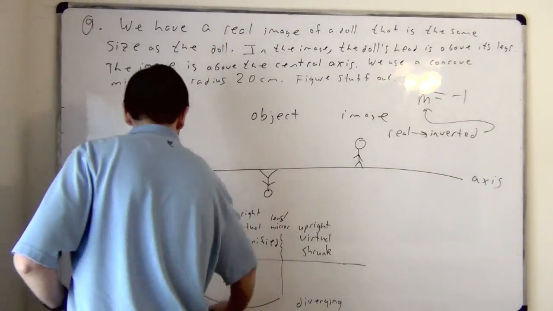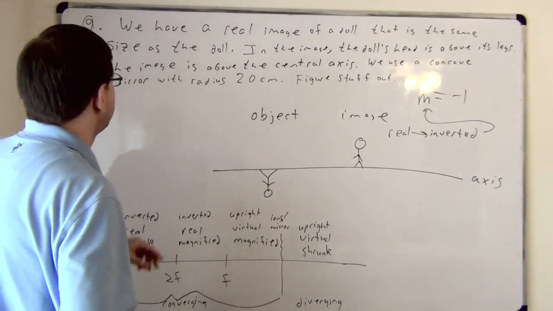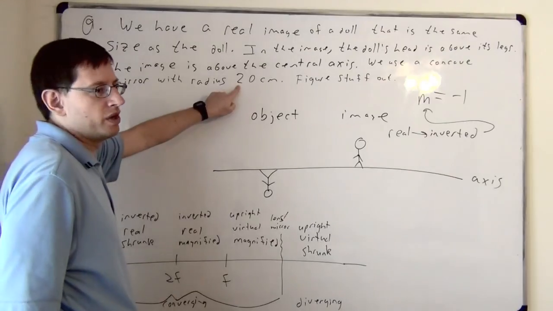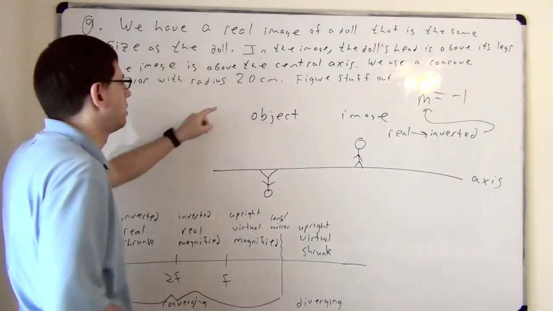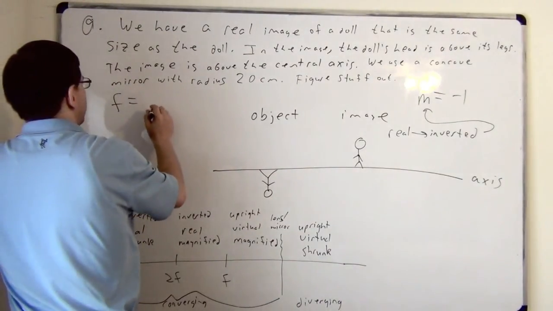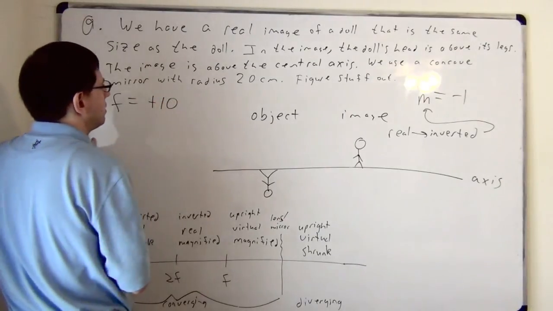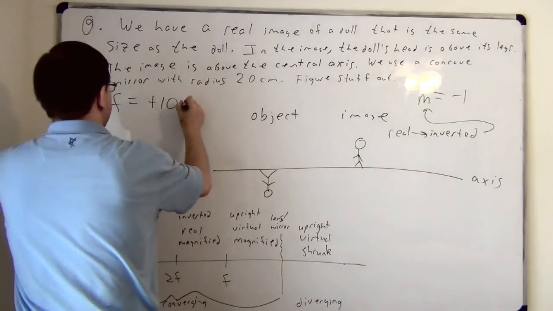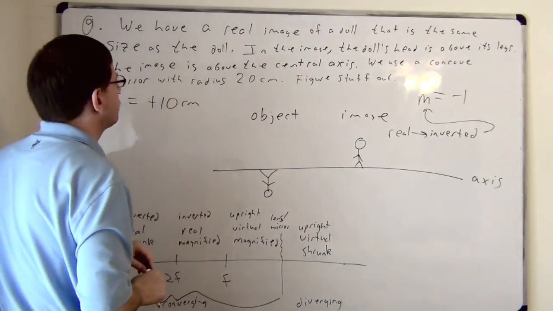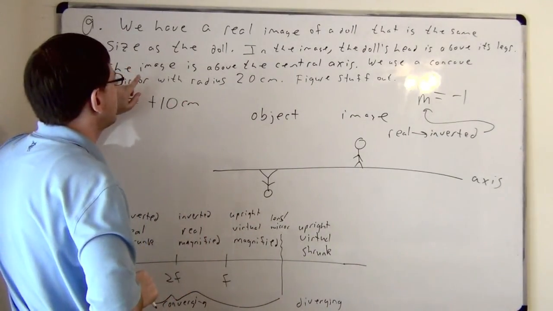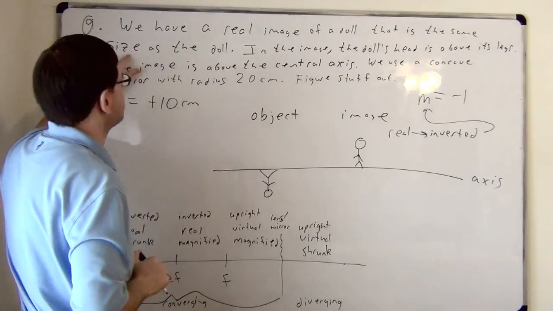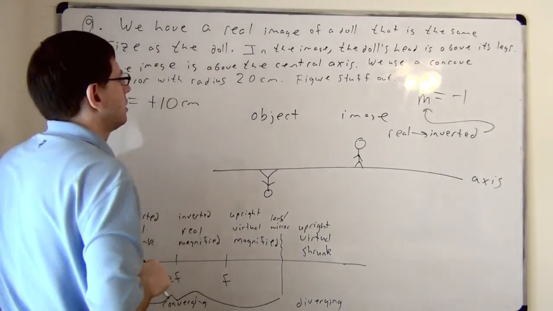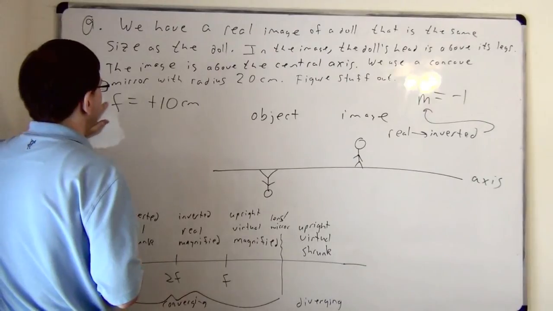So what did we do here? Looking at this problem, the radius is 20. What did we figure out from that? F is 10. Positive 10 or negative 10? Positive. How do you know it's positive? It's convergent, because it's concave. Good. Then the next thing we used is that we have a real image that's the same size. So what did that tell us mathematically?